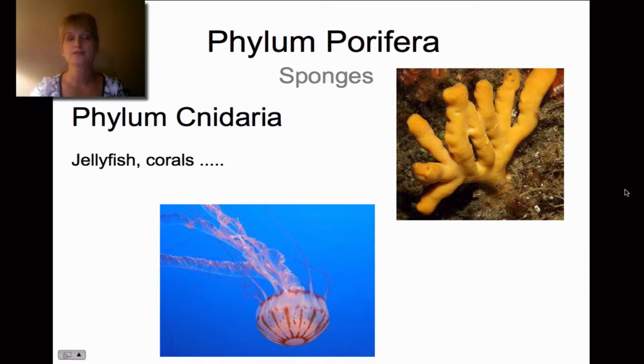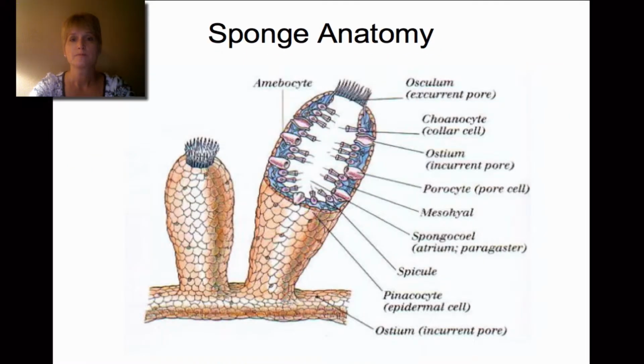This presentation is going to go through these phyla in a bit more detail. We're going to talk about sponges, and we're going to look at some specific sponge anatomy. After the phylum Porifera is the phylum Cnidaria, which has jellyfish and corals, and really the thing that makes it stand apart is that it has nematocysts, so it has stinging tentacles. But we're actually going to look at sponge anatomy a little bit closer.